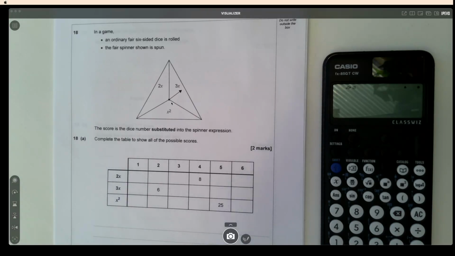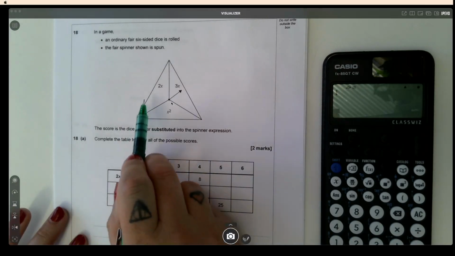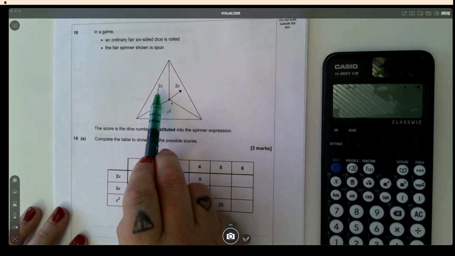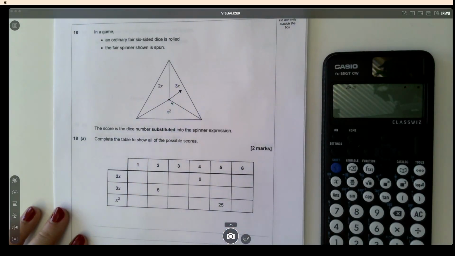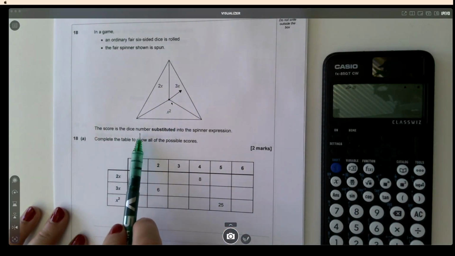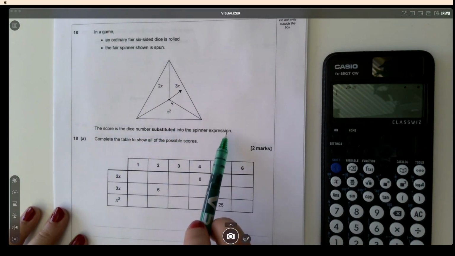Question 18. In a game, an ordinary fair six-sided dice is rolled. The fair spinner shown is spun. So we have a spinner, it's got 3 sections. This one is worth 2x, 3x, and then x squared. The score is the dice number substituted into the spinner expression.